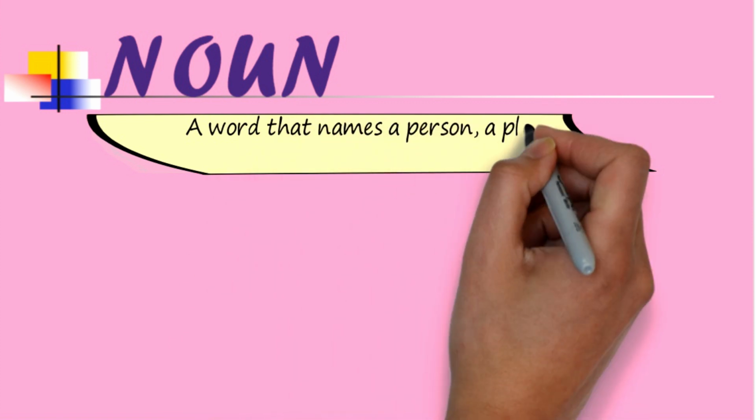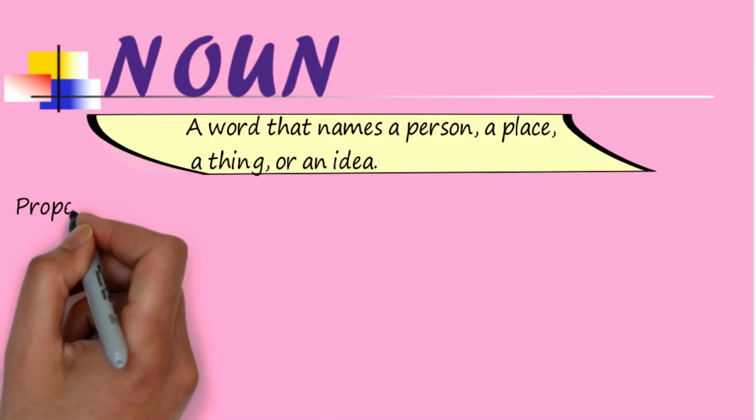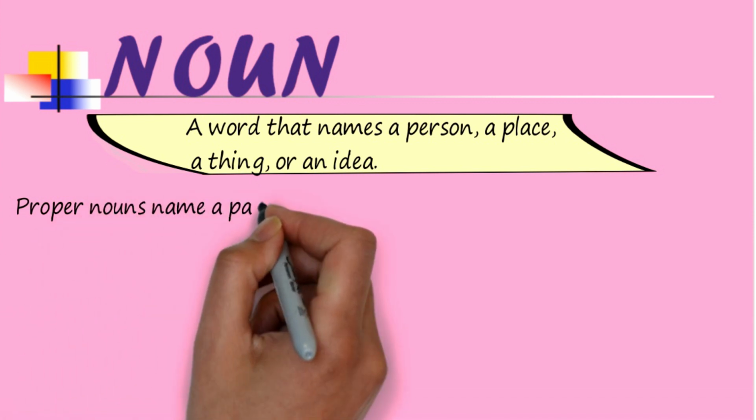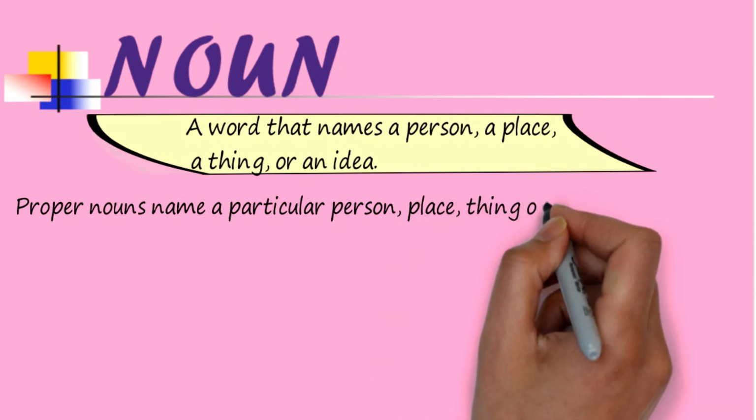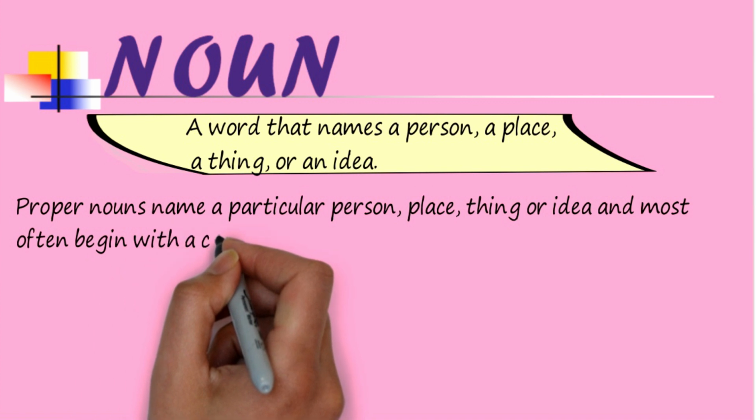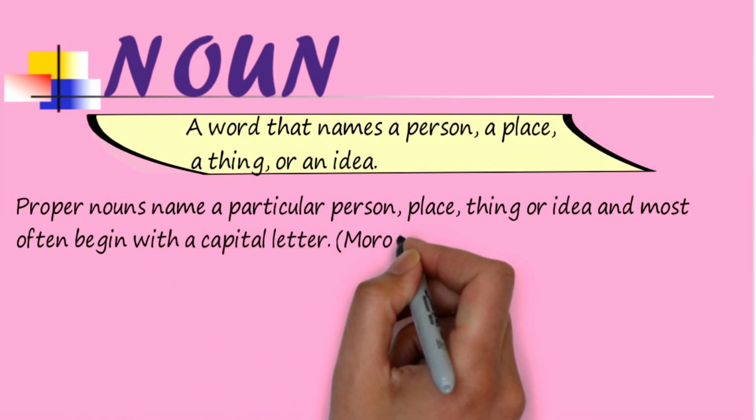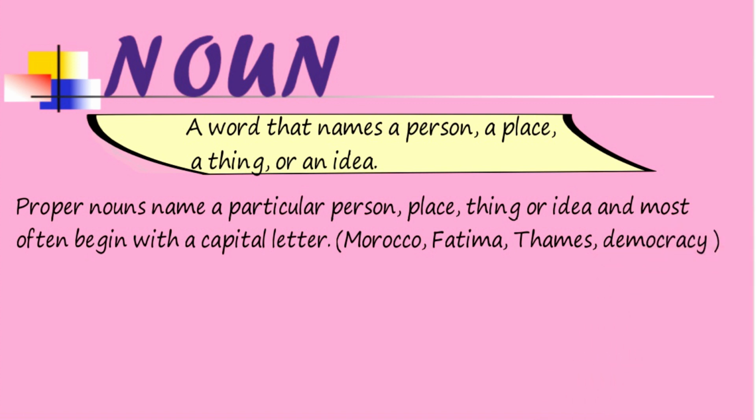The noun. A noun is a word that names a person, a place, a thing, or an idea. We distinguish between proper nouns and common nouns. Proper nouns name a particular person, place, thing, or idea, and most often begin with a capital letter. For example, Morocco, Fatima, Thames, this is a river in England, and democracy.